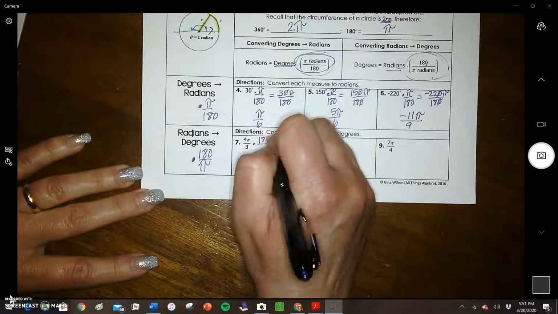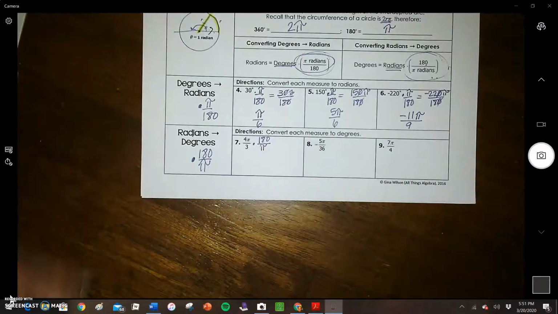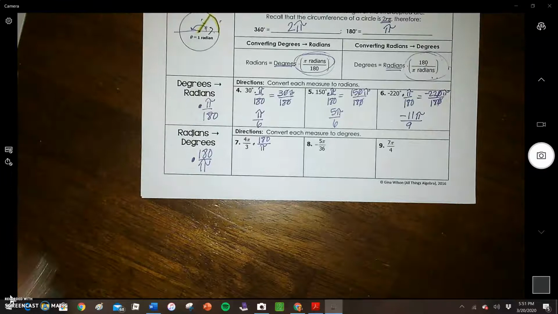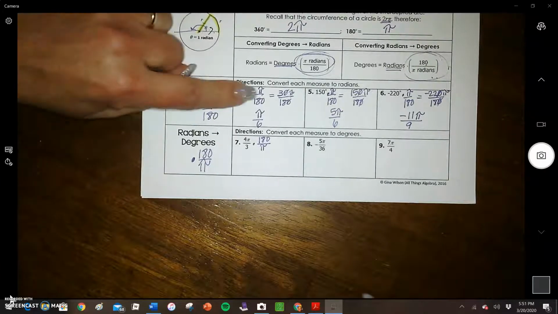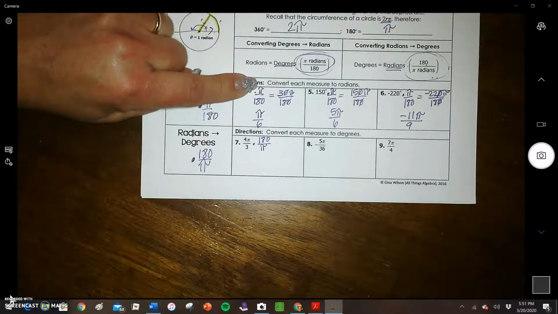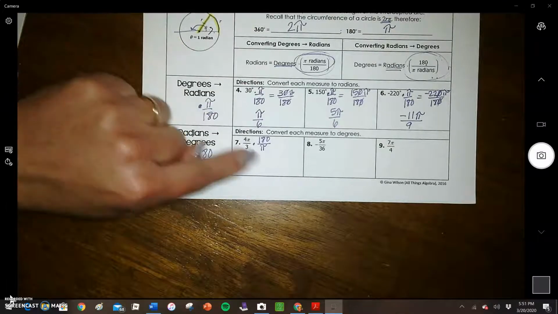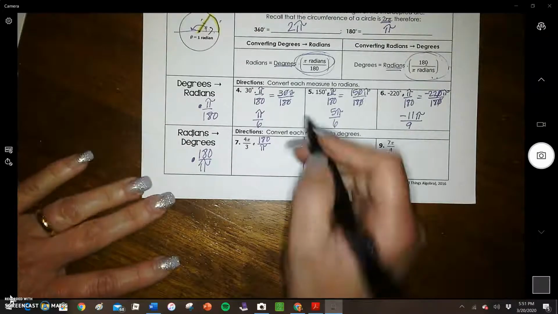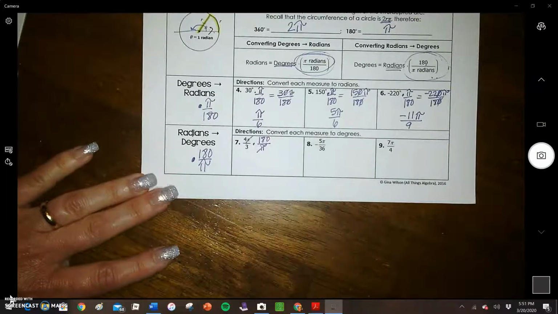Now, one of the things that I always remember is that you want your pi's to cancel out, because I can never seem to remember which way you go. And so sometimes it helps, right? If you know that your radian measures are going to have a pi in it, you want the pi in the denominator so they cancel, okay? So that's exactly what I'm going to do. I'm just going to go and cancel some things out.